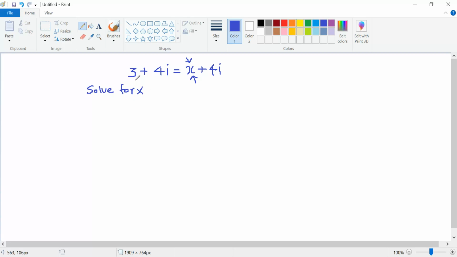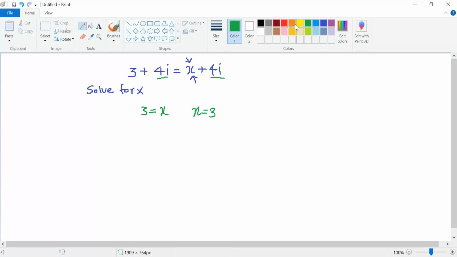We know that for two complex numbers to be equal, their real and imaginary parts should be equal. Here the imaginary parts are already equal. So what is left is the real part. The real part of the first complex number is 3, and that should be equal to the real part of the second complex number, x. Which means x should be equal to 3.